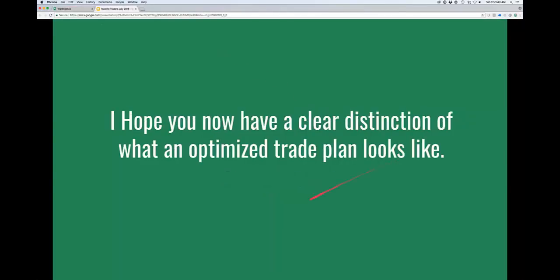Okay? So I hope you now have a clear distinction of what an optimized trade plan looks like. It's not like we're shooting from the hip. It's not like we're guessing. We're using all the data components to make a data-driven decision, like I did with the Apple trade in my Robinhood account. Again, using the payday cycle, using MACD, using seasonality, all those data points that we could collect about a stock.